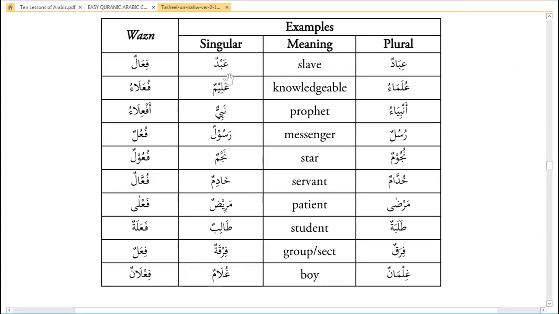For example, abdun or abd is a slave, you know. Ibad is jama kathara, more than 3, beyond 10. Alim is a person who is knowledgeable. So ulama is jama kathara, it could be more than 10, from 3 onward. So nabiyun, anbiya, rasulun, rusulun, najmun, najumun, khadimun, khudamun. Najmun, a star, as you know. Khadimun, which is a servant. Khudam. Marid is one patient. Marada. Talibun, talabatun. This is a student, but this is more than 10 students. It's from 3 and upward.